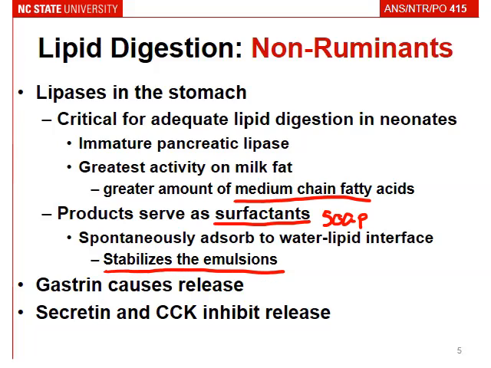Gastrin causes the release. Just as gastrin causes the release of pepsinogen from the chief cells, it makes sense, since pepsinogen and gastric lipase are co-localized, that gastrin also causes the release of gastric lipase. And then we have secretin and CCK, cholecystokinin. They inhibit the release of the gastric lipase and the pepsinogen.